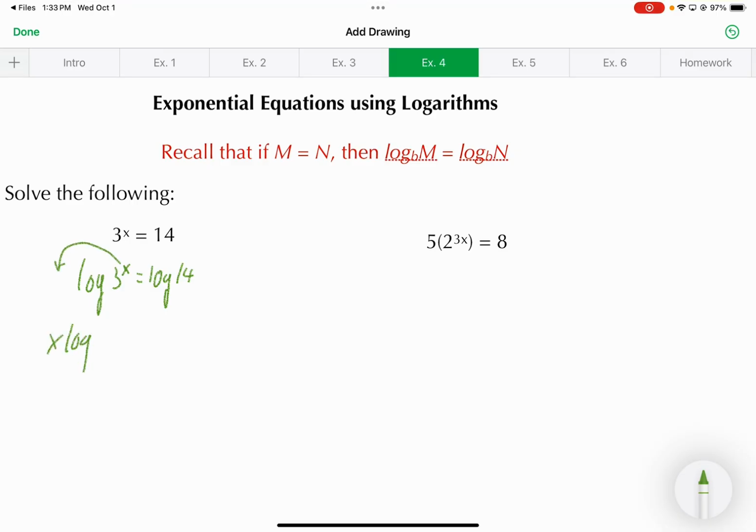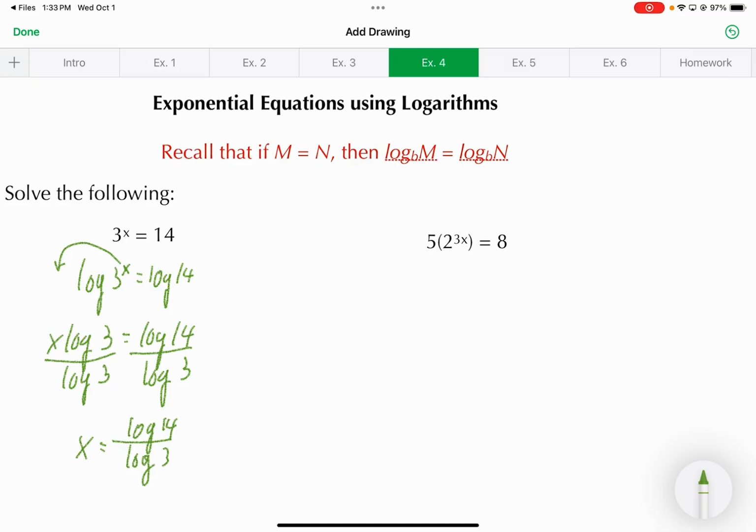So x times log of 3 equals log of 14. And then I need to divide both sides by log of 3. Divide both sides by log of 3. And I get x equals log of 14 over log of 3.